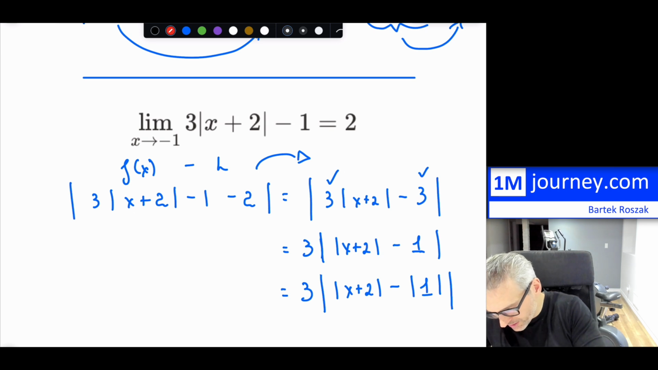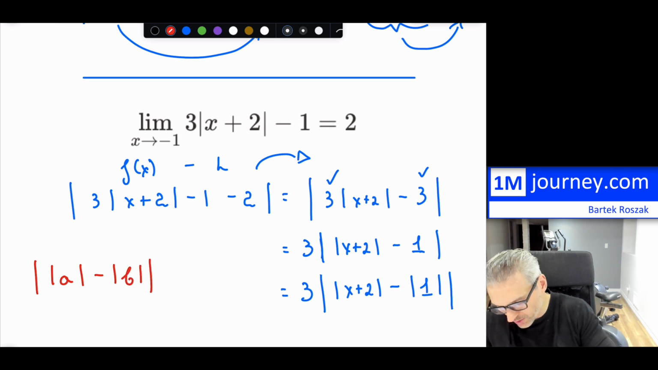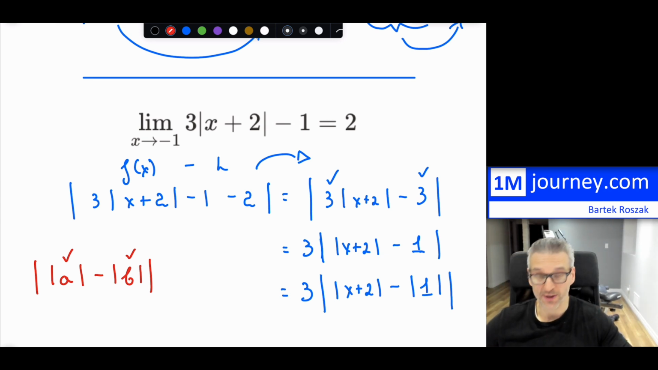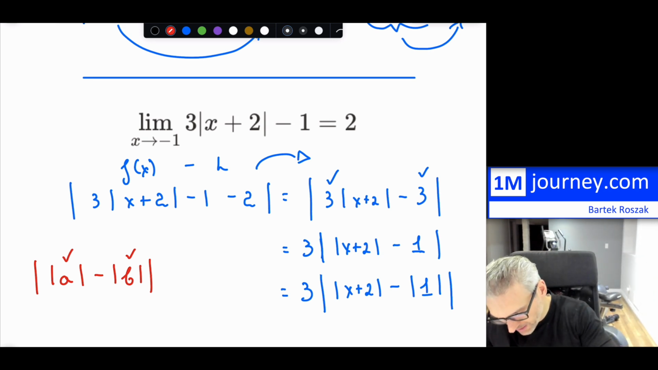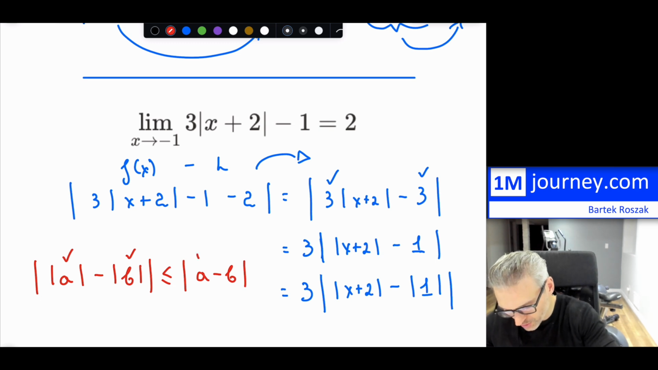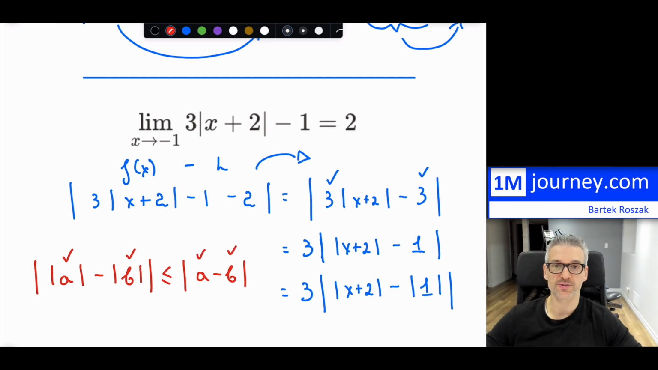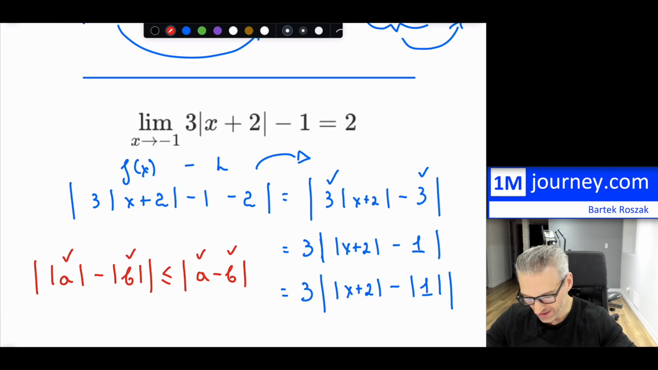I don't know if you know, but here is a standard inequality. If A and B are real numbers, it doesn't matter what they are, positive, negative, 0, this inequality is always less than or equal to the absolute value of A minus B. So this always holds. Now you can convince yourself of this. At some point I'll probably do a proof of this as well. If I do, you'll see the link up above right there. I haven't proved it yet.